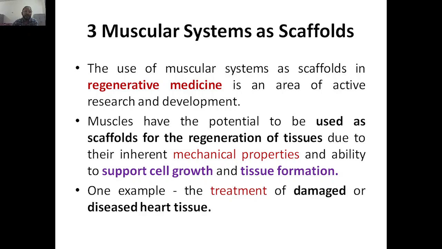formations. So one example is the treatment of damaged or diseased heart tissue. Okay, if any damaged heart or particular tissue is there, then that damaged tissue can be replaced with a new tissue. Now that new tissue will act as what? Scaffold. Understanding? Getting my point?